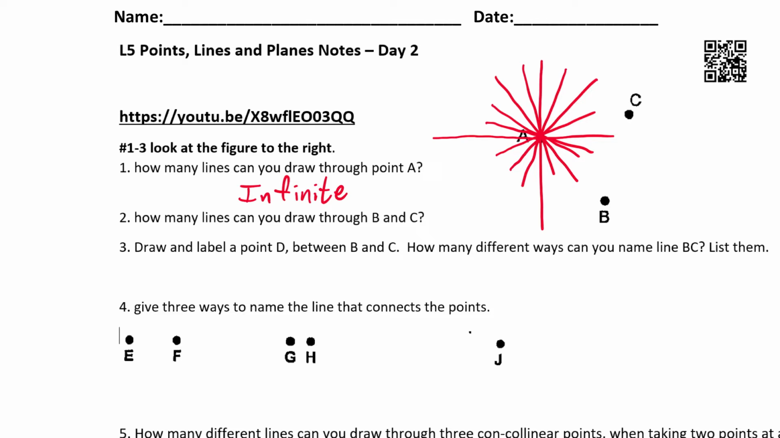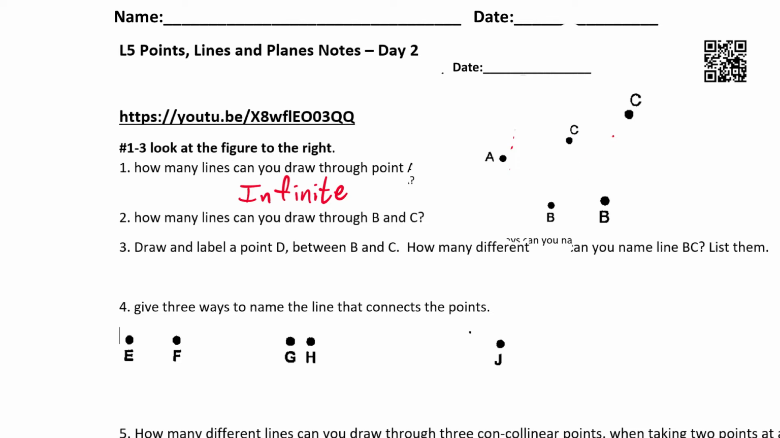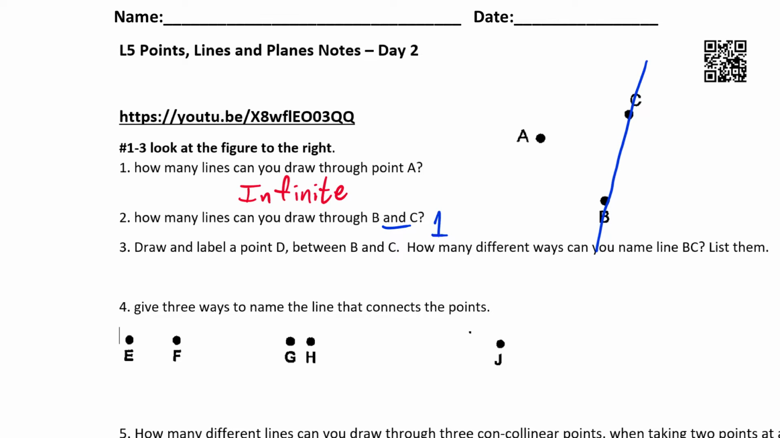Now, in reality, if I were to draw with this pen being this width, eventually it's just going to look like a solid dot. But in theory, a line has no width, so you could draw an infinite number of lines through point A. Now, the next one, number 2, says how many lines can you draw through points B and C? So that means both of them at the same time. So how many lines can I draw through B and C? One, that's it.